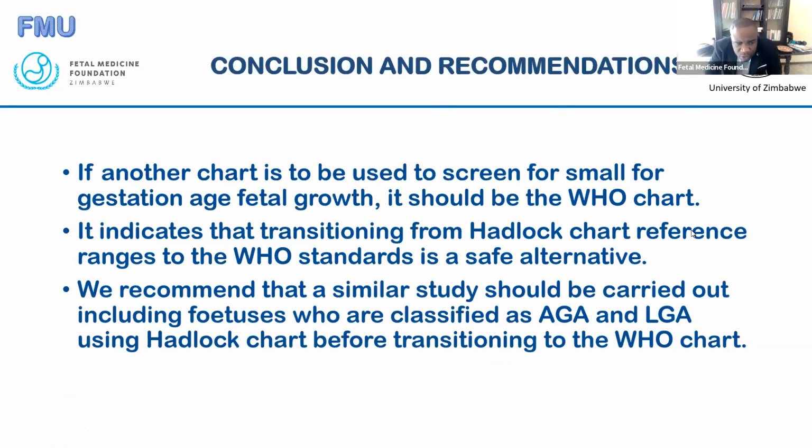Now, in conclusion, from this study, we would note that if another chart is to be used to screen for the babies small for gestational age, we should adopt the WHO chart, if we are to aim for less than 10th centile. And this would indicate that if we are to transition from Hadlock to the WHO chart, it is a relatively safe alternative, since the WHO chart managed to pick the majority of those fetuses who are small for gestational age.